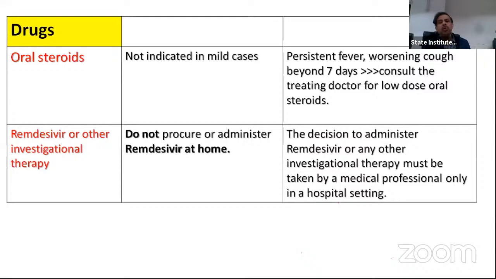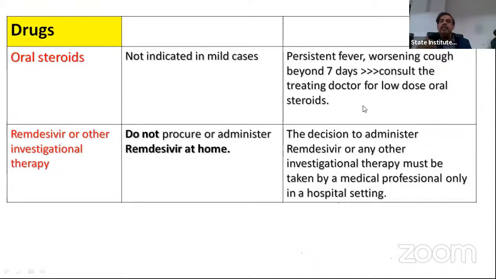So should you use oral steroid in a home isolated patient? Routinely, big no. Don't advise steroid to all patients, particularly within the first 7 days where the viral phase is going on. That can prove detrimental to the patient. So please don't advise steroid routinely to all patients. Only patients who are having persistent fever or worsening fever, persisting beyond 7 days, the doctor can take a decision for using low dose oral steroid. Which steroid, I'm coming to in the next slide.